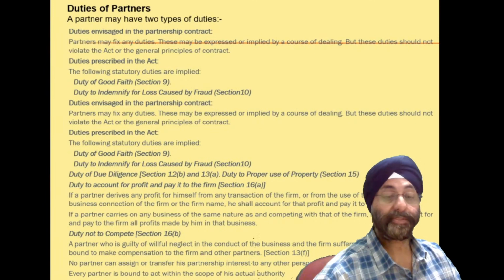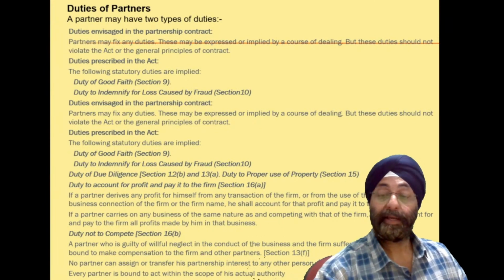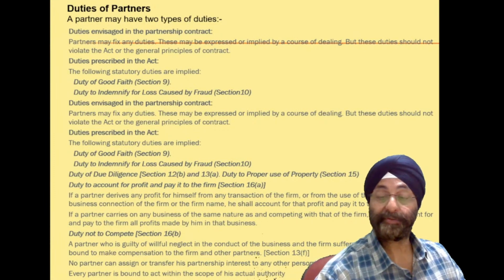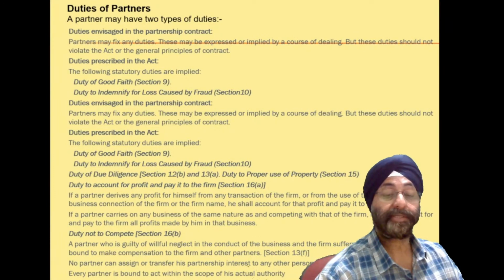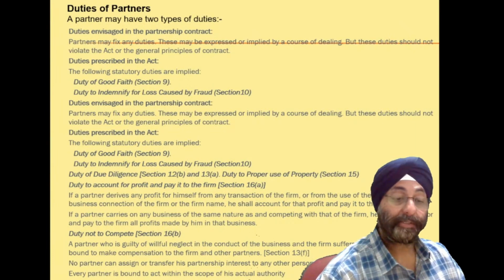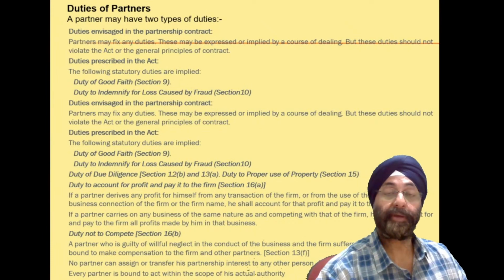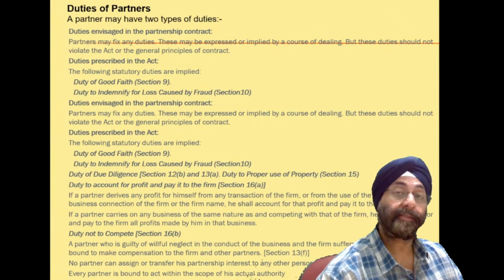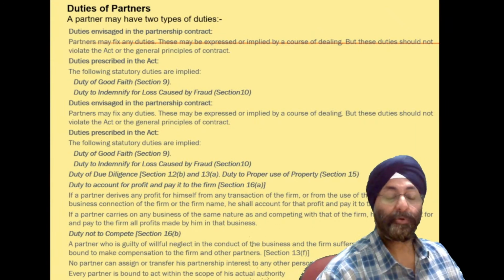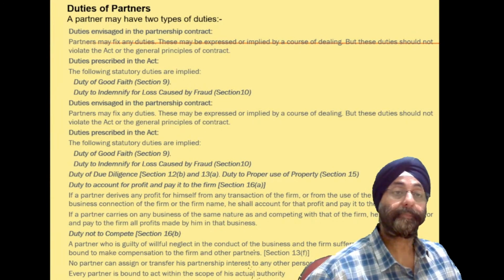A partner who is guilty of willful neglect in the conduct of the business, and the firm suffers losses in consequence, is bound to make compensation to the firm and to the other partners. No partner can assign or transfer his partnership interest to any outsider or any other person. Every partner is bound to act within the scope of his actual authority.